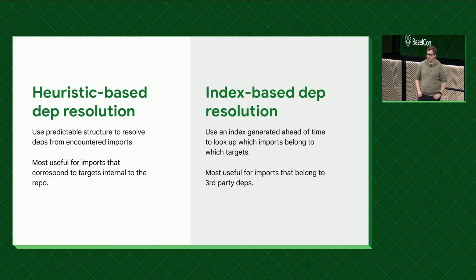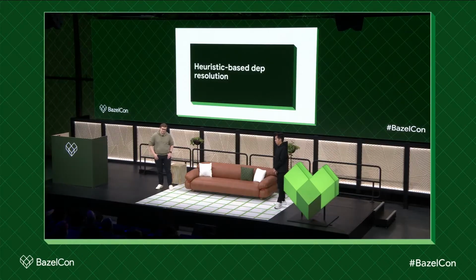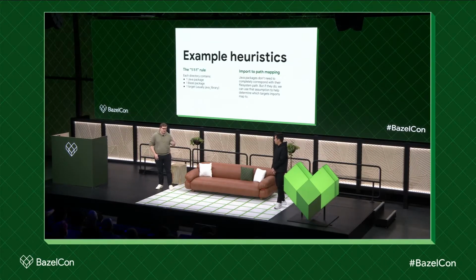The other resolution method that we use is index-based, which is similar to how Gazelle does it, but we don't create it at runtime. We create a persistent index on a regular cadence that our tool consumes. So I'm going to talk a little bit about how, if you're interested in doing something similar, you can employ heuristic-based dependency resolution in your Gazelle extension. And then later along, we'll talk about the indexing.